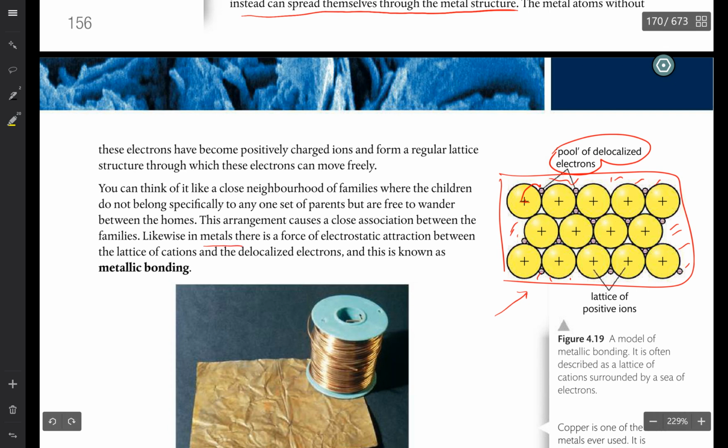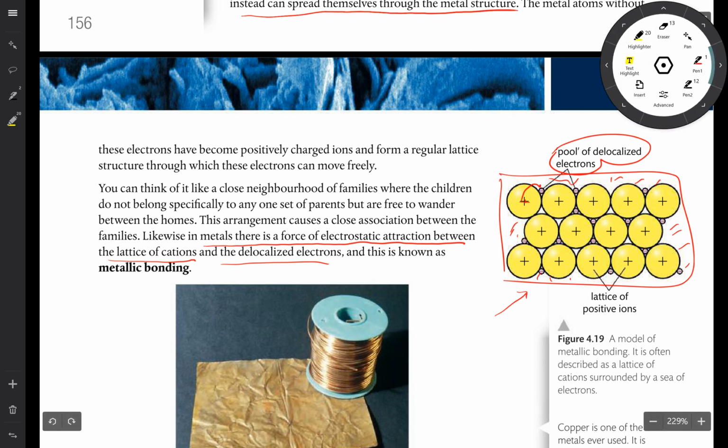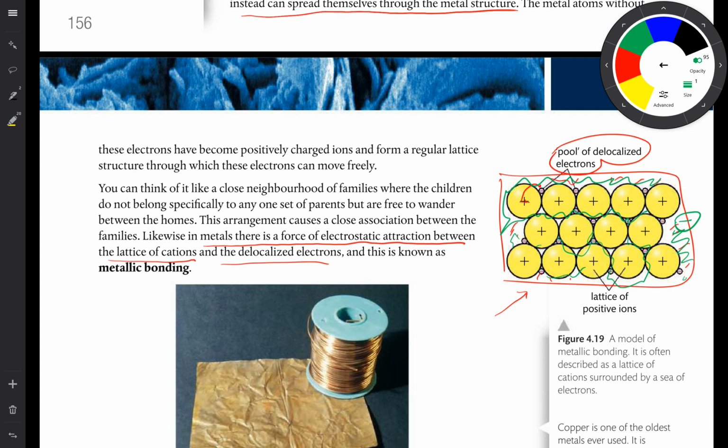It says in metals there is a force of electrostatic attraction between the lattice of the cations and delocalized electrons, and this is known as the metallic bond. So in the metals you have delocalized electrons here, and the metal ions are inside these delocalized electrons or sea of electrons. The charge of these delocalized electrons is negative because you know that the charge of the electrons is negative, and you have the positive ions inside the lattice structure of the metal. There is a strong attraction between these delocalized electrons and positive ions, which we call the metallic bond.